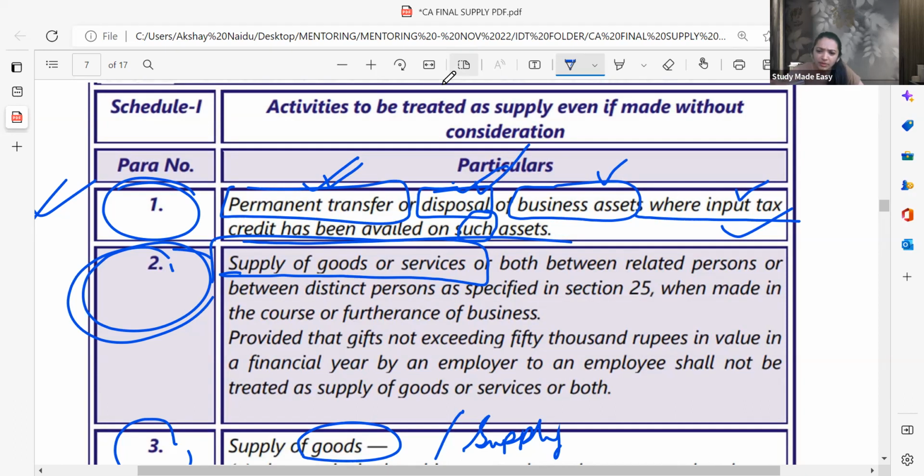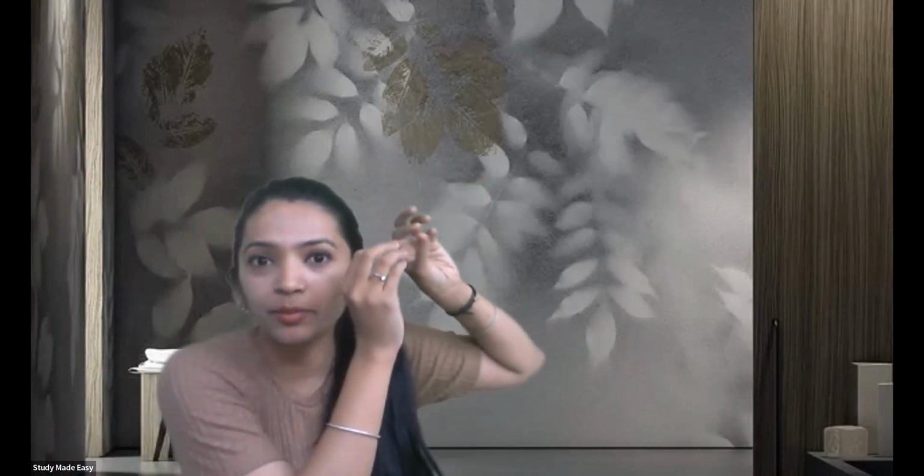Not going into the analysis yet. Again, point number 1: permanently transferring something. Ma'am, what is disposal? Now this laptop is of no use to me, it is not working properly, I have just disposed it. Or this mouse is not working properly, I have disposed it. Disposal is you are just retiring that asset from use. But this asset should be my business asset. If I permanently transfer or permanently dispose of my business asset, even disposal is a supply. If I am throwing something in the dustbin, that is disposal, and that disposal is also a supply.